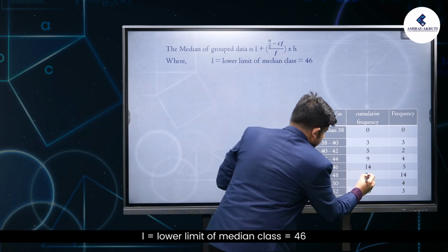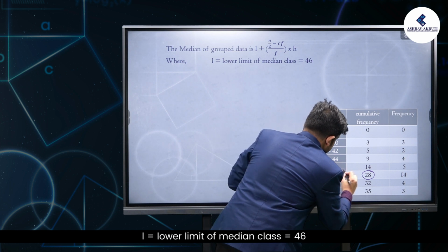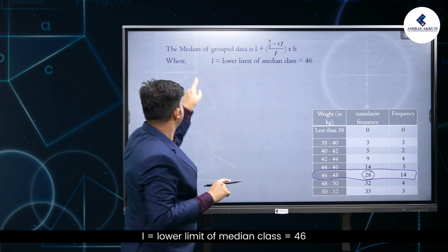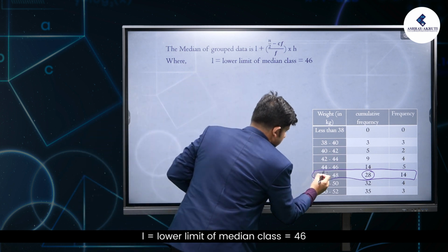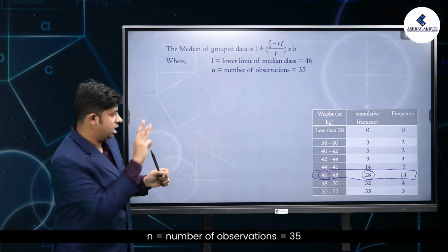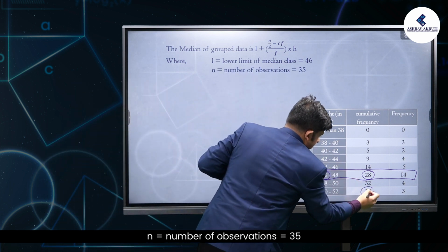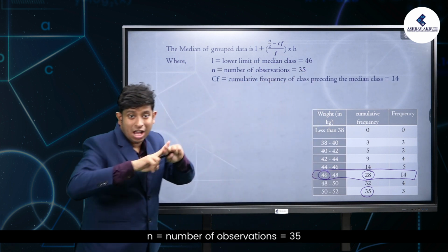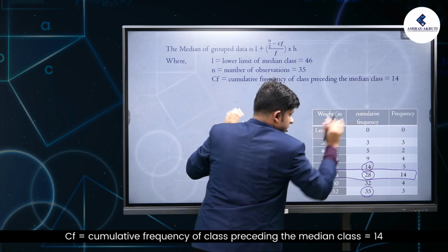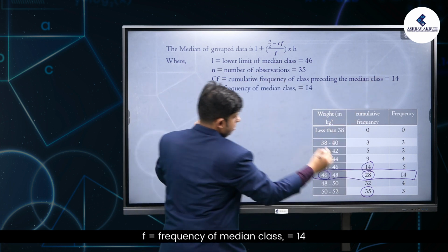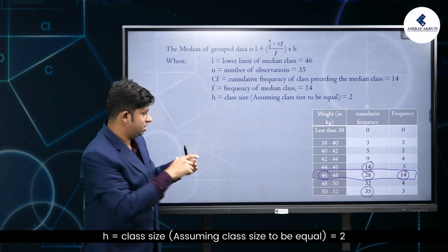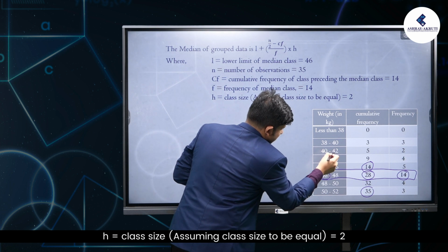L is equal to lower limit of median class. That is equal to 46. N is equal to number of observations, that is equal to 35. Cf is equal to cumulative frequency of class preceding the median class, that is equal to 14. F is equal to frequency of median class, that is equal to 14. H is equal to class size, that is equal to 2.